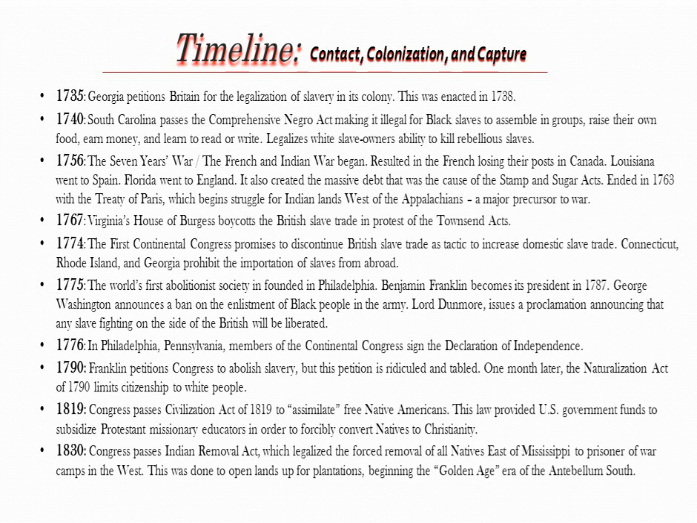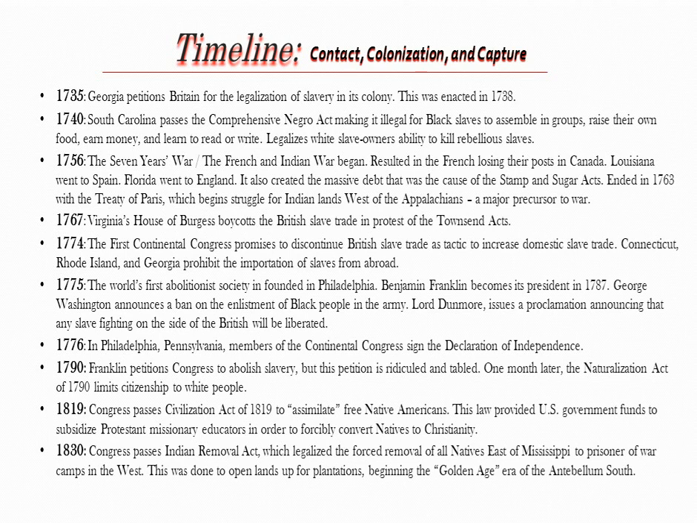Of course, in 1776, in Philadelphia, members of the Continental Congress signed the Declaration of Independence. But that doesn't grant independence to Black and Native people, as we are aware. In 1790, Benjamin Franklin would actually petition Congress to abolish slavery, but his petition is ridiculed and tabled. One month later, Congress passes the Naturalization Act of 1790, and that act limited citizenship in the newly formed United States to white people.